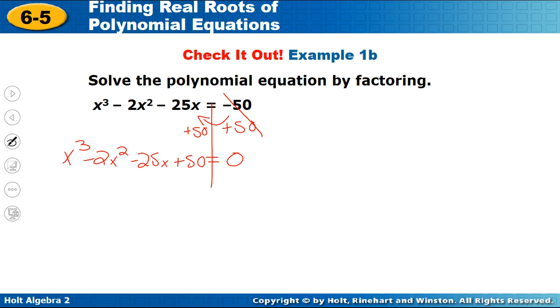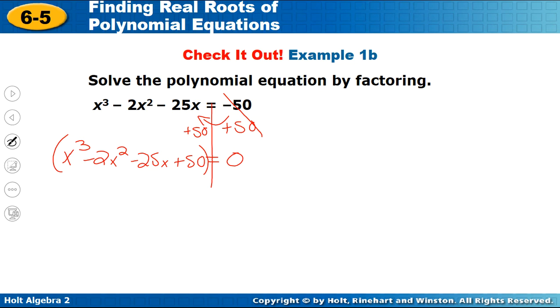Step number 2, always check for a GCF. Do all 4 terms have a common factor? Do they all have something in common that I can divide by? The answer is no. They can't all be divided by a number, and they don't all have x's. There's nothing in common between all 4. So GCF's not going to work. What else should I try?